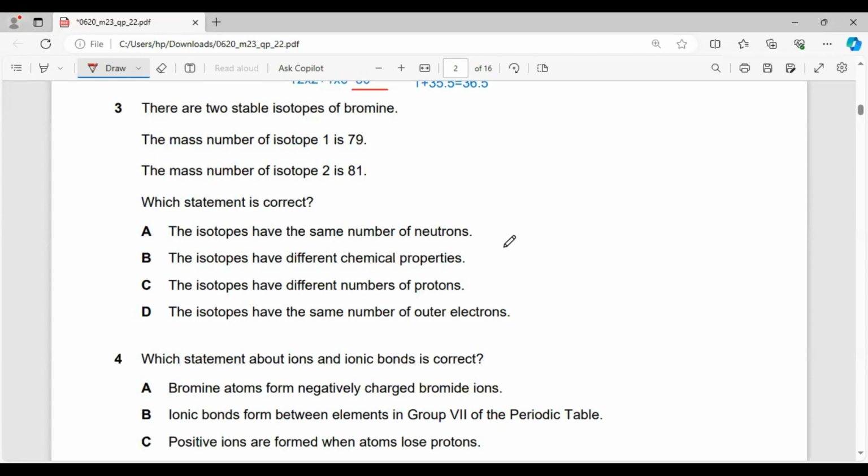So isotopes are atoms of an element that have the same number of protons but a different number of neutrons. So the first statement is wrong. Isotopes have different chemical properties. So again, this is wrong. Isotopes have the same chemical properties because they have the same number of outer shell electrons. So the correct option is D.